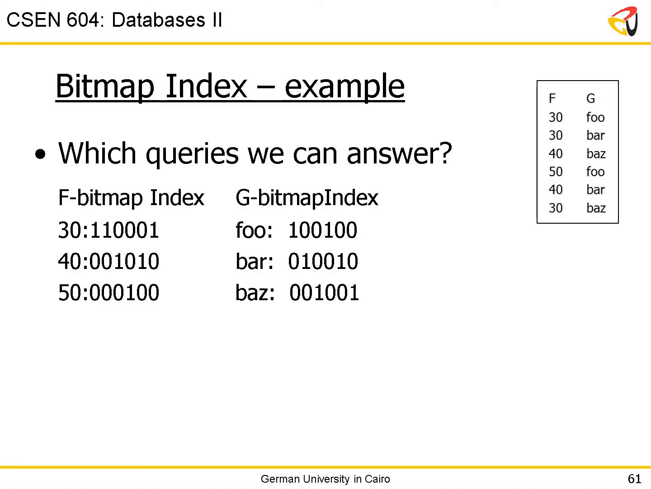What if the query is select star from where f equal to 30 or g equal to 4? I'm going to do a bitwise OR. Very interesting as well. Now, what if the query is select star from where f equal to 30? Sure, I'm going to grab the bitmap for 30, and here's my answer. So bitmap indices can answer exact value queries, ANDed or ORed. They could also answer partial queries on one of the columns, where we will not have a value for the other one. That's very interesting.